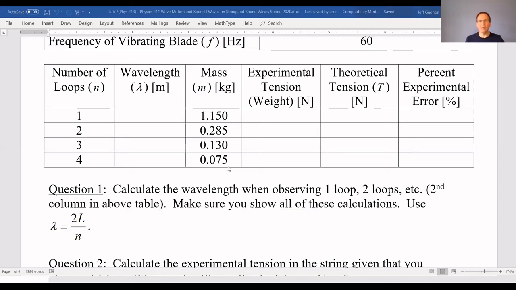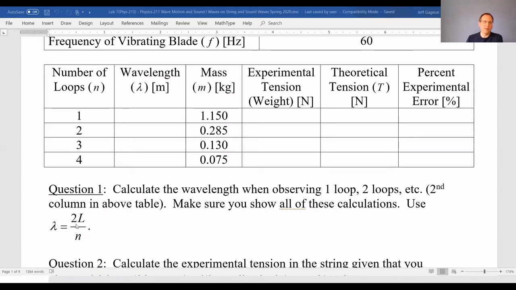The rest of it is going to be calculations, and that's going to involve the questions here. Your first question is to calculate the wavelength when observing 1 loop, 2 loops, etc. So basically, you want to fill in the second column in the table here. So how do I find the wavelength? Well, remember the wavelength was simply 2 times the length from the blade to the pulley, which is given as 1, divided by n. Remember, n is always the number of loops that you're observing.